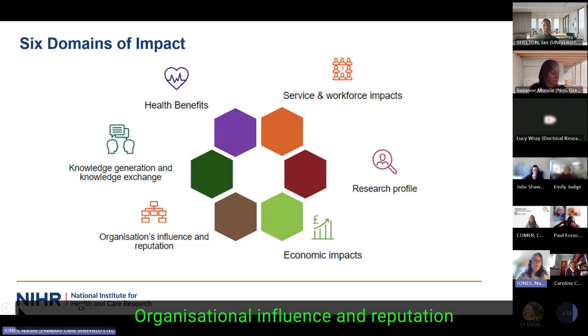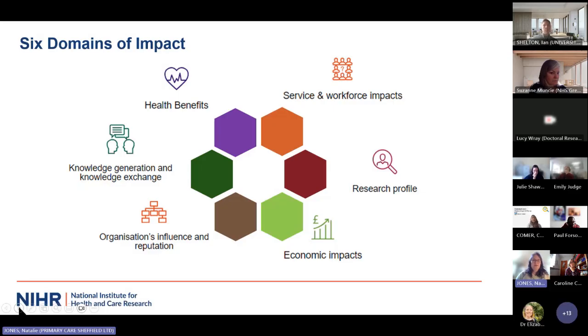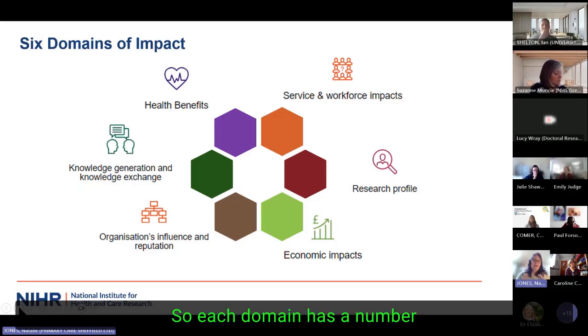Organisational influence and reputation, and knowledge generation and knowledge exchange. So each domain has a number of questions in the tool which draws out the impacts.